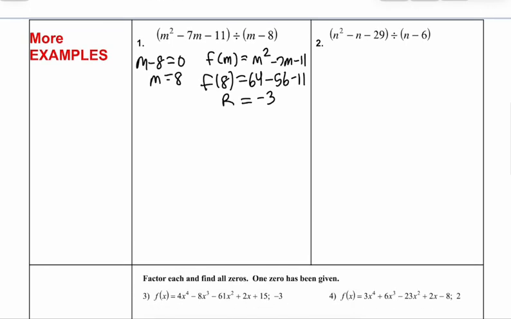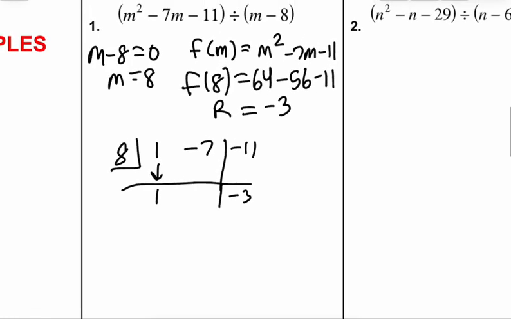So if we put 8 in the corner and do synthetic division, I pulled out my coefficients, 1, -7, -11. I better get -3 right in that corner. Well, let's do the math. 8 times 1 is 8. Write it down. Add them up. 8 times 1 is 8. Write it down. Add them up. That's my remainder.